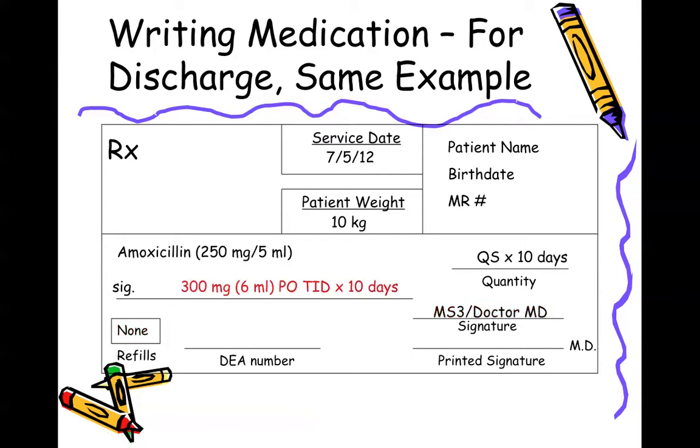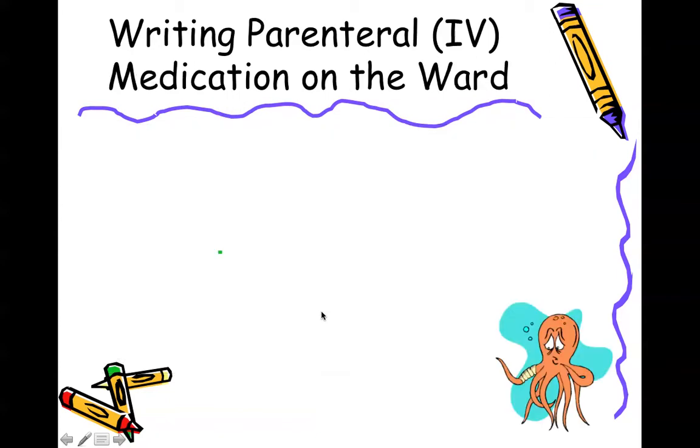You would sign it. The other way, to make this even more complete, would be to write the same prescription for discharge as amoxicillin 250 milligrams per 5 mLs, and then the signature becomes 300 milligrams, which is 6 mLs in parentheses, so everyone can do your math with you, PO TID times 10 days, and that would also be acceptable.